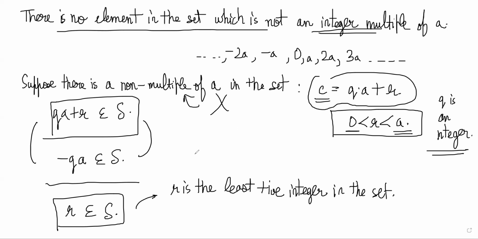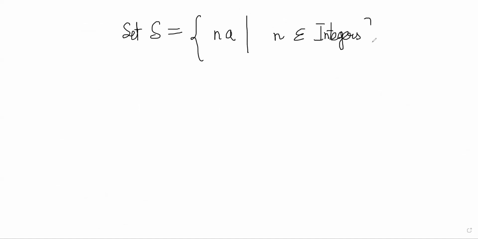This is a contradiction. r cannot be the least positive element in the set. So that means that there is no element in the set which is not an integer multiple of a. So basically the set S is n times a, where n belongs to the integers. All integer multiples of a belong to the set, and n can be positive or negative. And obviously no other integer elements are there in the set, right? Now this set has been established.